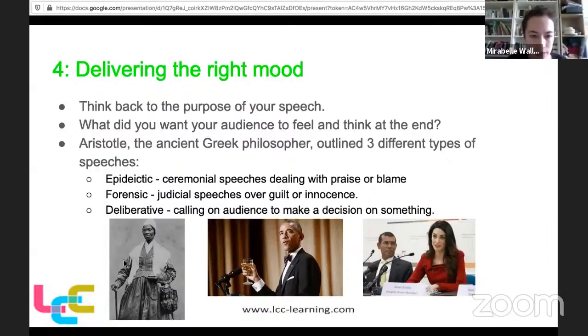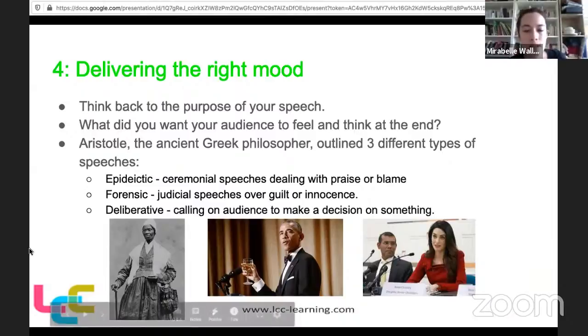Now, Aristotle, the ancient Greek philosopher, he outlined 3 different types of speeches. He said there were epideictic speeches. So these are ceremonial speeches dealing with praise or blame. He also said there were forensic speeches. Those are judicial speeches. So speeches that take place in law courts over guilt or innocence. That's forensic for the law court type of speech. And there are deliberative speeches. So that calls on the audience to make a decision about something.